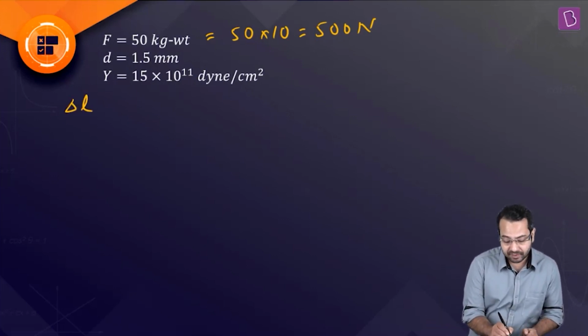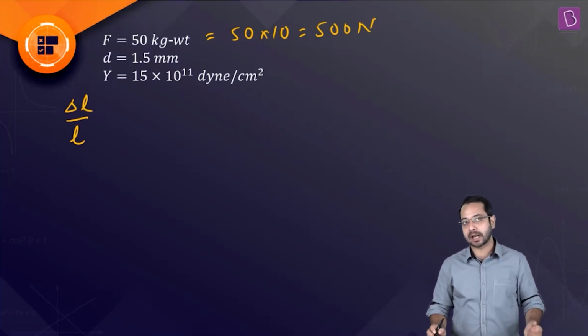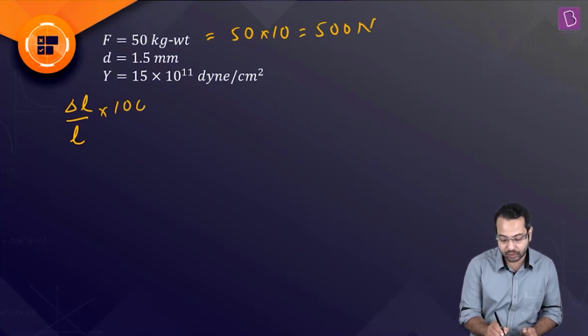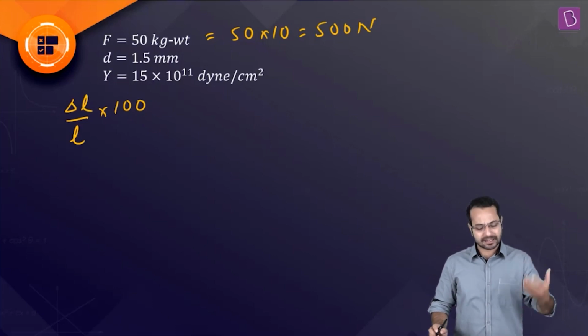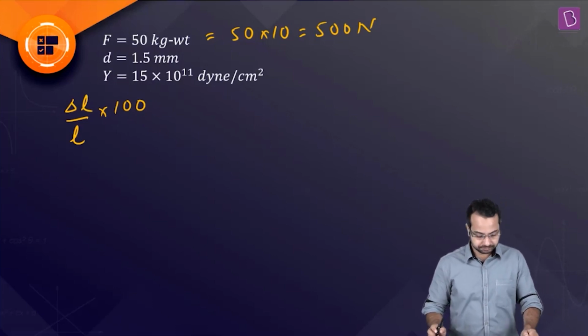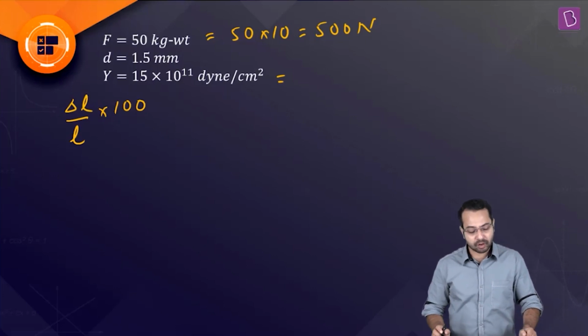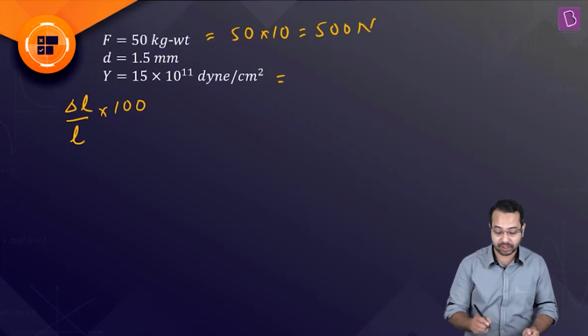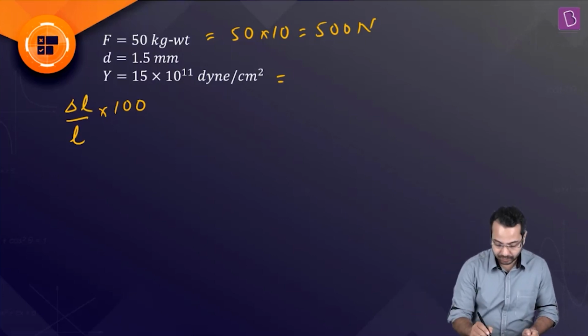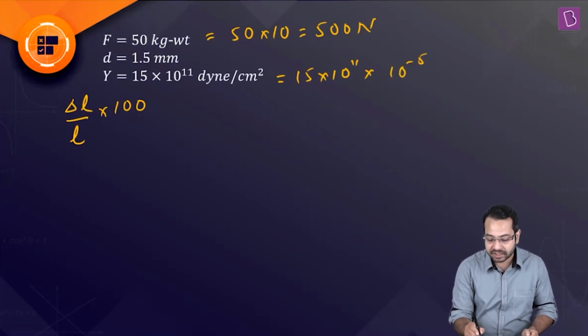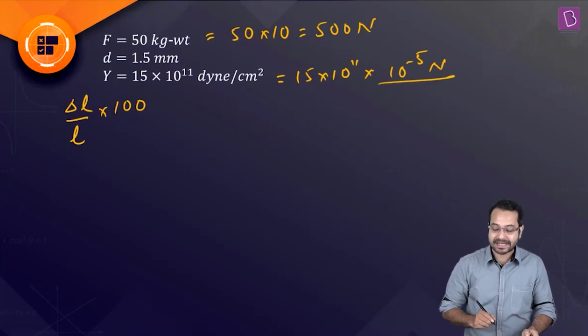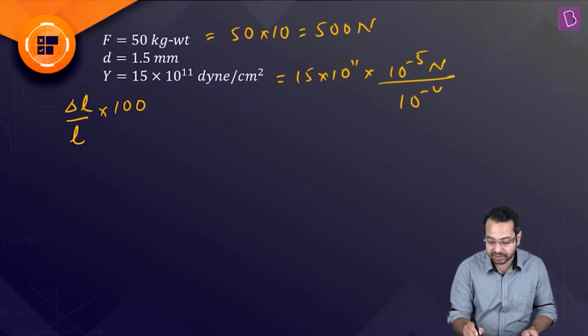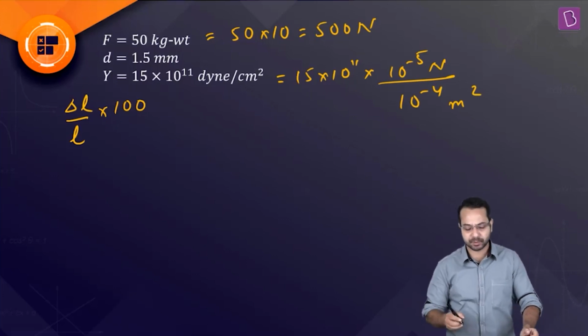So if fractional elongation is going to be delta L by L, then the percentage elongation is going to be delta L by L into 100, and that's exactly what we need to find out. Now Young's modulus is given to me in dyne per centimeter square, so obviously I will have to convert that into Newton per meter square. So 15 into 10 to the power 11. Now dyne is 10 to the power minus 5 Newton, and centimeter square is 10 to the power minus 4 meter square. All right, simple way to convert that.